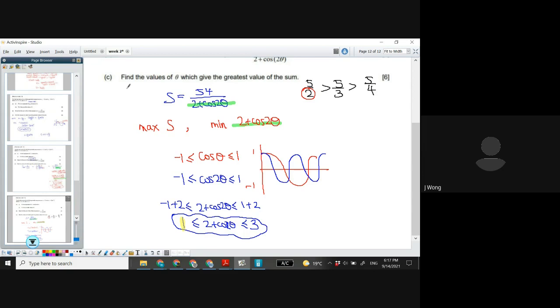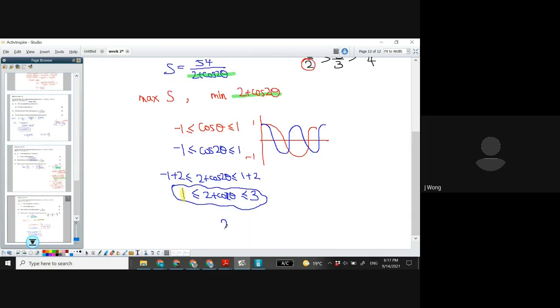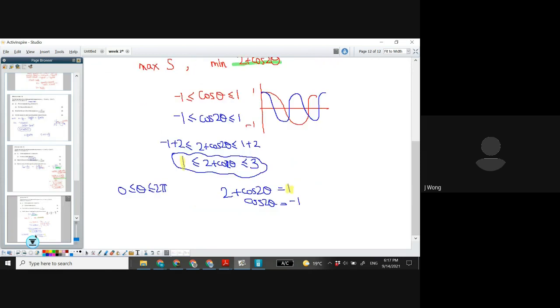So therefore, to answer this question, if I would like to find the values of theta which maximize my sum, I just need to set 2 plus cos 2 theta as 1. And once you have done it, then you're fine. So let's just solve this equation and finish it off. You just rearrange it. You have cos 2 theta equals -1. And then just solve this equation. It's actually just solving these 2 points really.